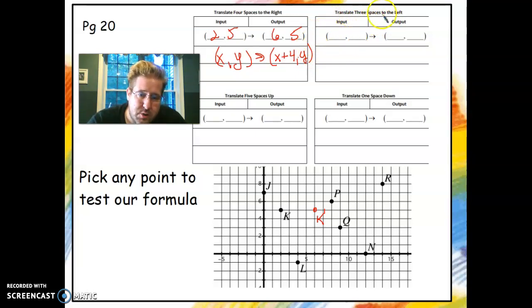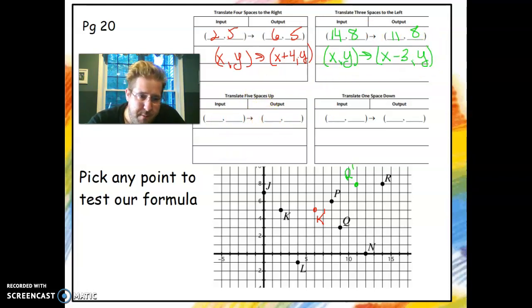For this question, it says translate 3 spaces to the left. So if I move R 1, 2, 3 to the left, it started at 14, 8. And it then ended at R prime at 11, 8. Which means (x, y) turns into (x minus 3, y).